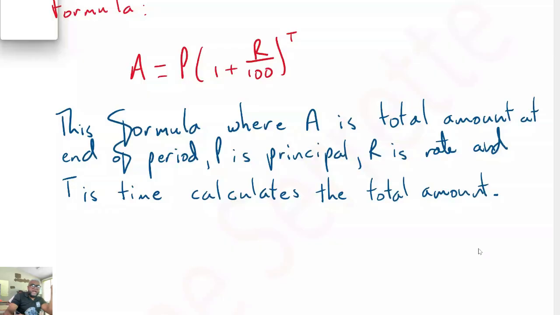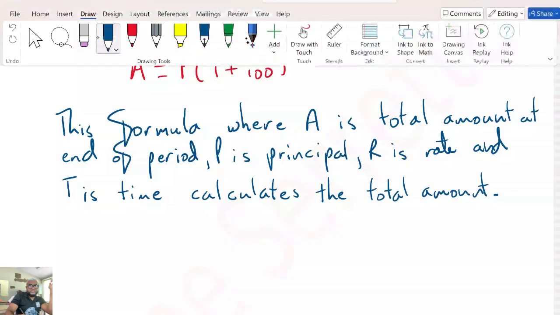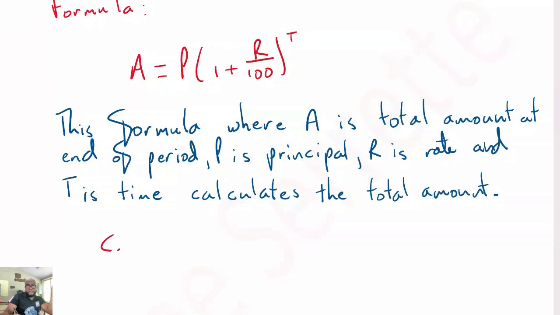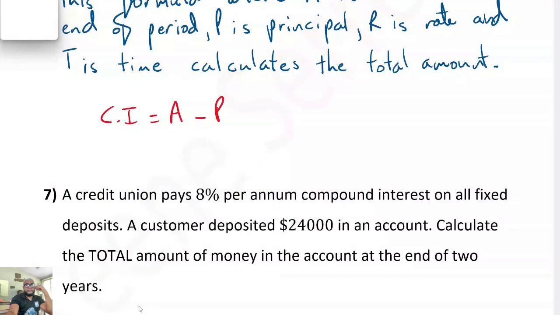If the question asks you to find compound interest, like find the amount which is the compound interest over the period, your compound interest is basically equal to your total amount minus your principal. That is what your compound interest will be. So the question is saying a credit union pays 8% per annum compound interest on all fixed deposits, right? So straight off the back, what is R? What's the rate here?